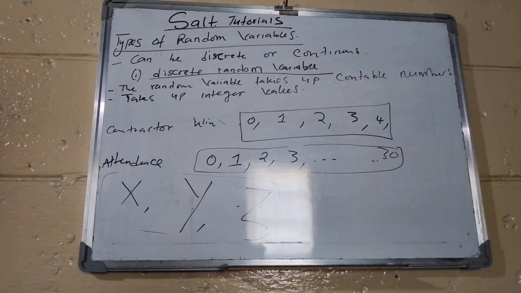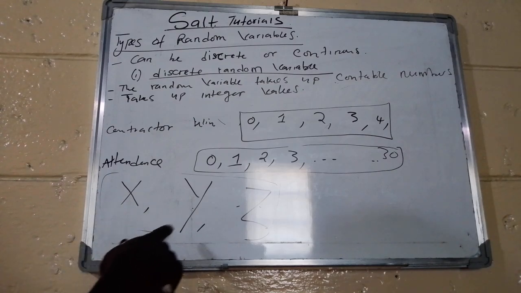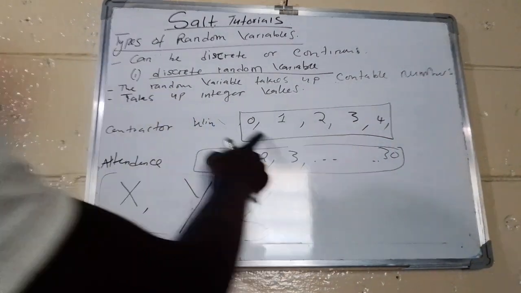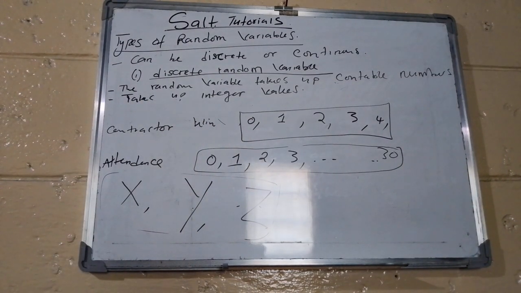Or I can simply say that the random variable X takes up values 0, 1, 2, 3, 4 when it comes to bids won by a contractor. So all those cases are talking about discrete random variables. Under discrete random variables, all the variables in this case are just taking up countable numbers.